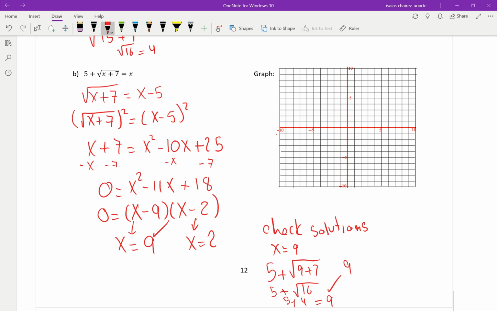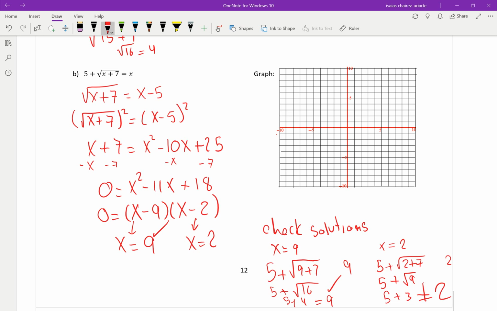Let me check 2. If my x is equal to 2, I'm going to have 5 plus the square root of 2 plus 7, and on the right hand side I should have 2. Notice that I'm not putting an equal sign here because I do not know if these things are equal quite yet. I'm checking my answer. I hope that they're equal. So this becomes 5 plus the square root of 9, and that's 5 plus 3, and 5 plus 3 is not equal to 2.